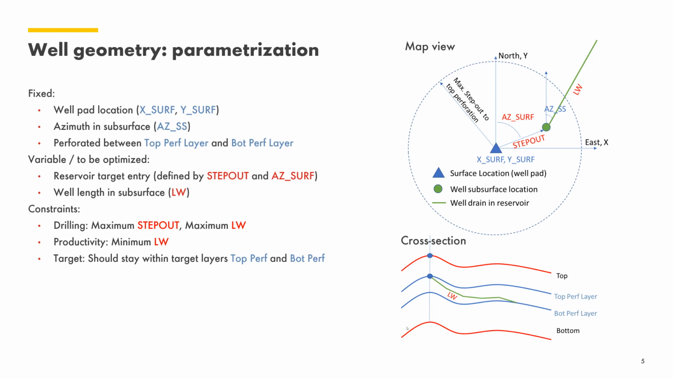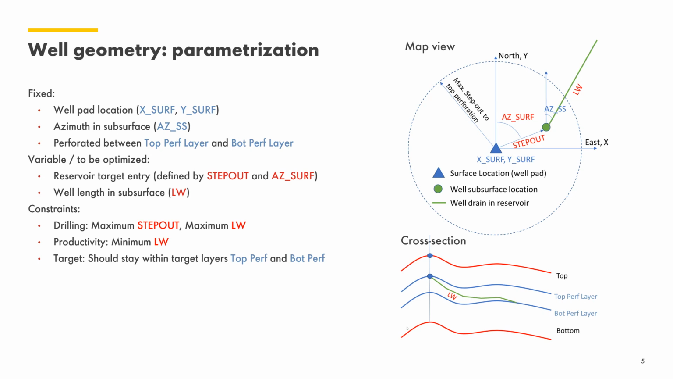So the way we parameterized it was the surface location, X surf and Y surf, which are typically fixed per well. The step out from that location, which has a maximum due to drilling constraints, the azimuths from the surface, then the azimuths in the subsurface. So this was fixed and basically followed the contour of the oil-water contact at the location, and the well length, which was varied.